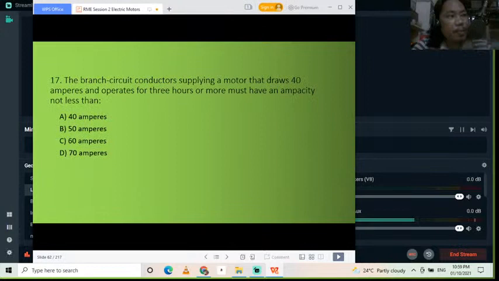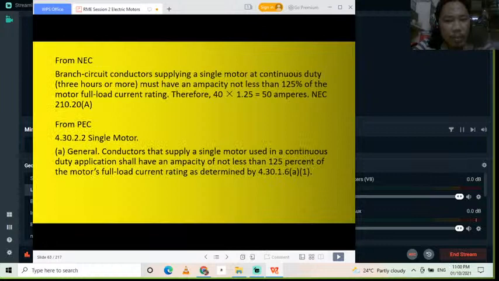Number 17. The branch circuit conductor supplying a motor that draws 40 amperes and operates for 3 hours or more must have an ampacity not less than blank. Okay, ano daw yung magiging ampacity niya? So, correct answer is 50 amperes. So, ano yung multiplier natin? Yung basang-basa na natin na multiplier, 1.25.